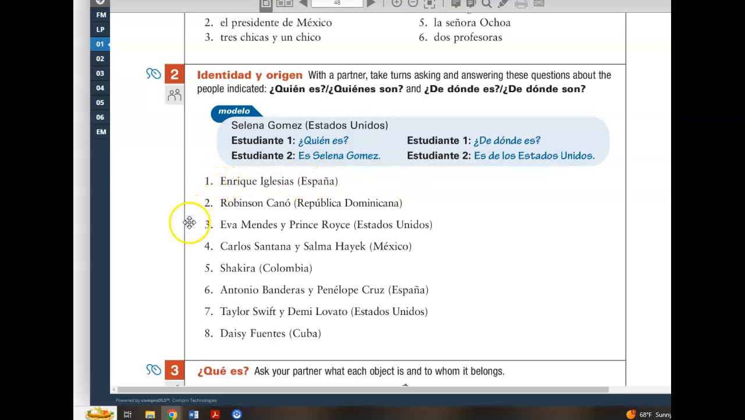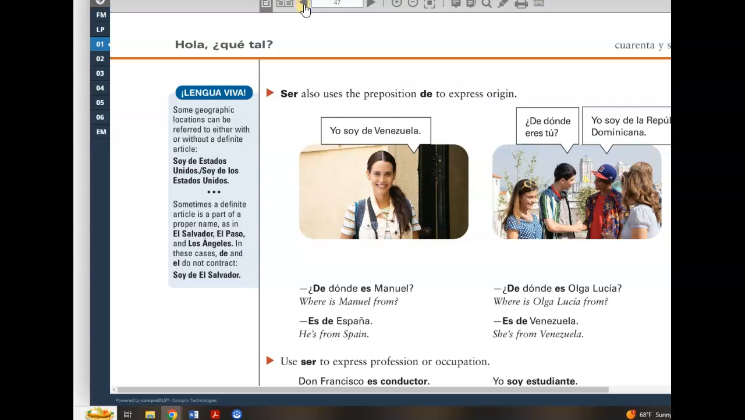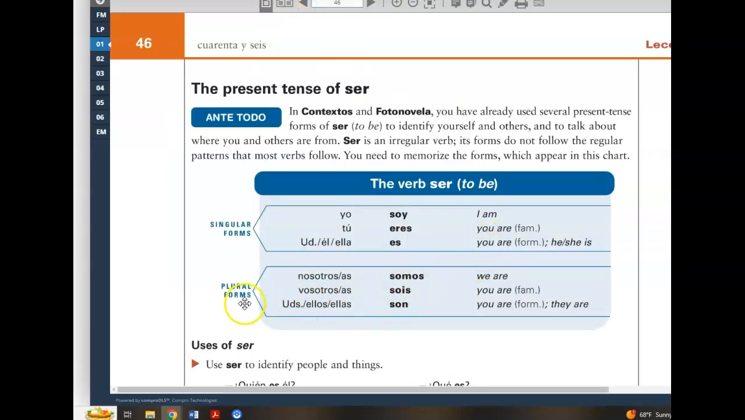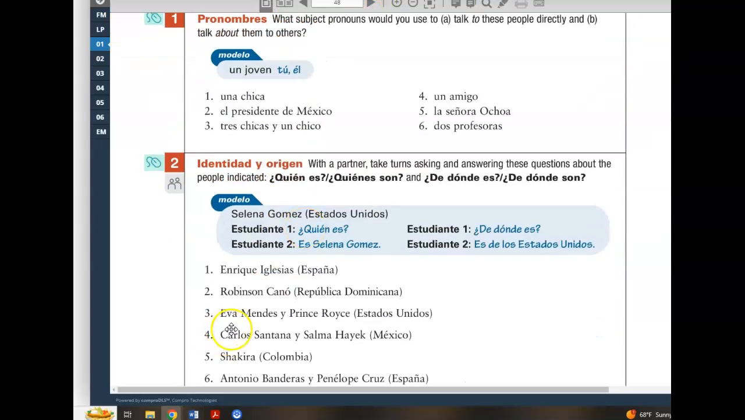We'll do one more together for good measure. Number 3, ¿quién son or quiénes son? We need to use son because our subject is plural, right? We have 2 people that we're talking about, Eva Mendez y Prince Royce. So the question needs to use a plural form of the verb ser, ¿quiénes son? And our answer will also use a plural form of the verb ser. The answer for number 3, the first question, son Eva Mendez y Prince Royce.